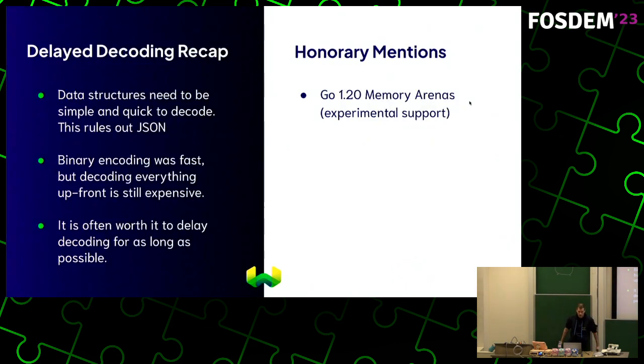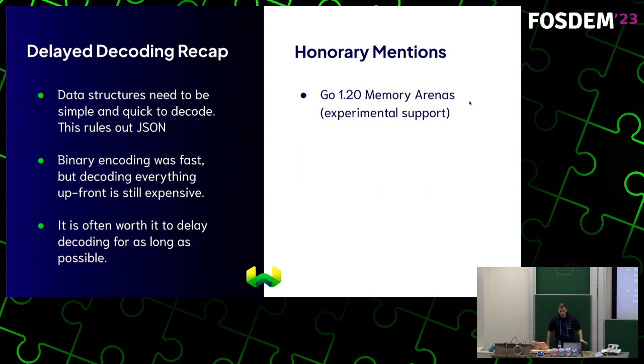Okay, so quickly, in recap, we immediately ruled out JSON because it just wasn't space efficient, and we knew that we needed something more space efficient and also way faster. Binary encoding already made it much faster, which is great, but if we decode it up front, then yeah, we still lost a lot of time. And it can be worth it in these kind of high performance situations if you either delay the decoding as late as possible until you really need it, or just don't do it at all, or do it in small parts where we need it.